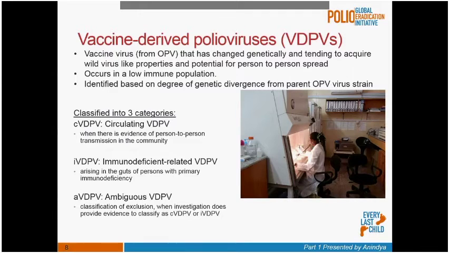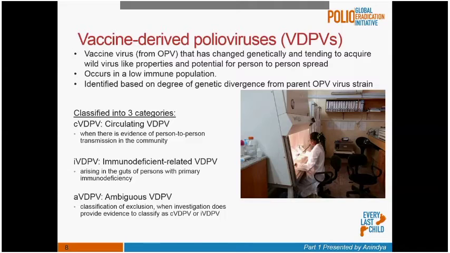Now, two things to remember: first of all, this is very, very rare. Second, this can only happen in an under-immunized population. It never happens in a well-immunized population. So a vaccine-derived polio virus which has started transmitting from person to person tells me two things. One is that it's of course very rare, and the other is that it's an under-immunized population.